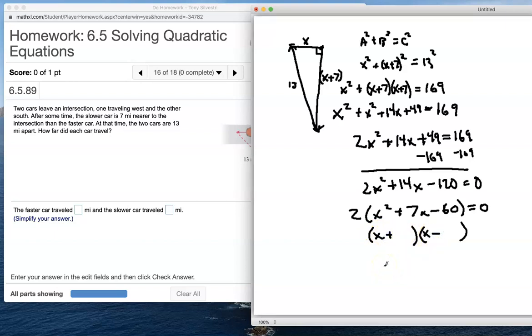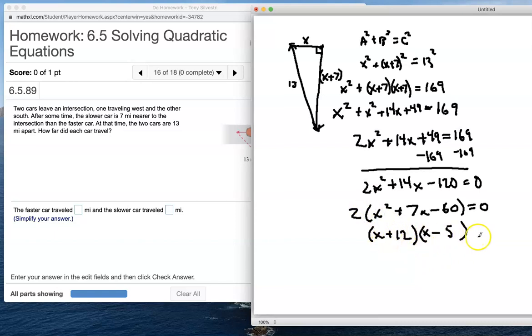And two numbers that multiply to be 60, add or subtract to be 7. So what would that be? We need two numbers that multiply out to be 60, add or subtract to be 7. I'm going with 5 and 12. Let's put a 12 here and a 5 there. Yep, that would work.